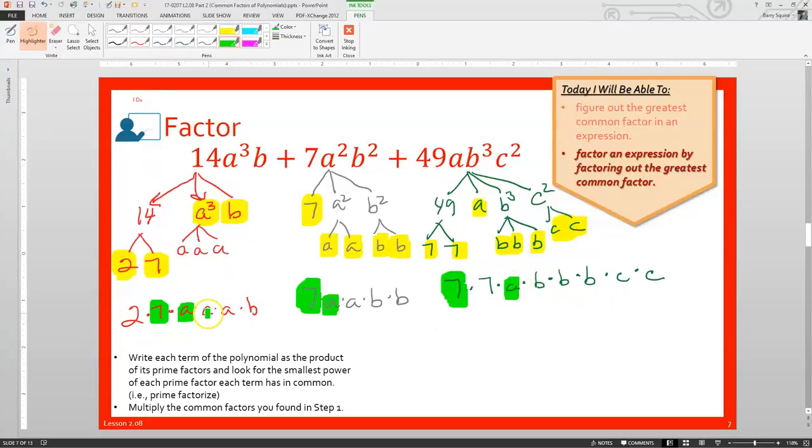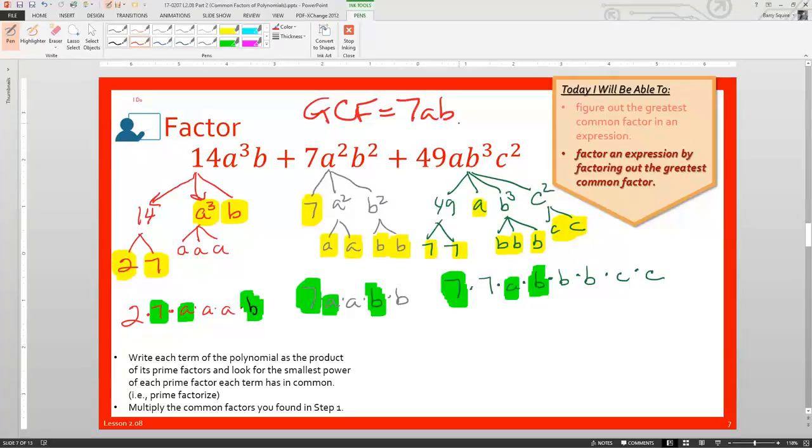This one has a second A. This one has a second A. This one does not. So we can't take any of the next A's. Let's see. We've got a B there, a B there, and a B there. But we don't have any more B's in all the other terms. So that's as far as we can go. Our greatest common factor here is going to be 7 times AB, or 7AB.